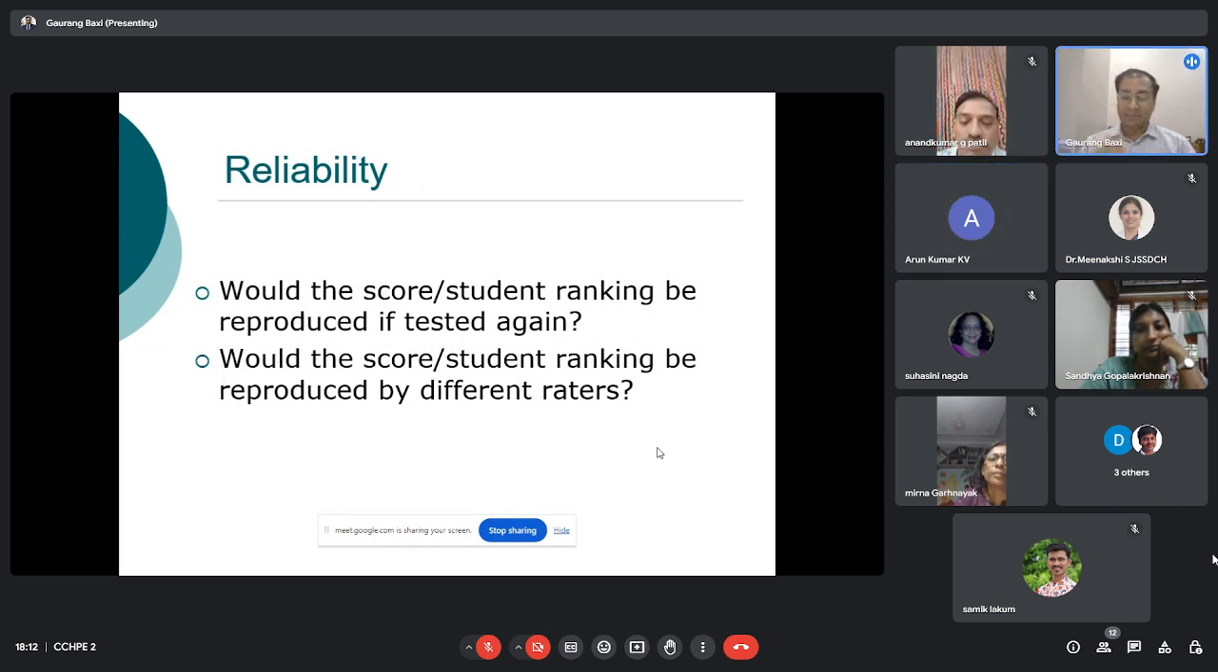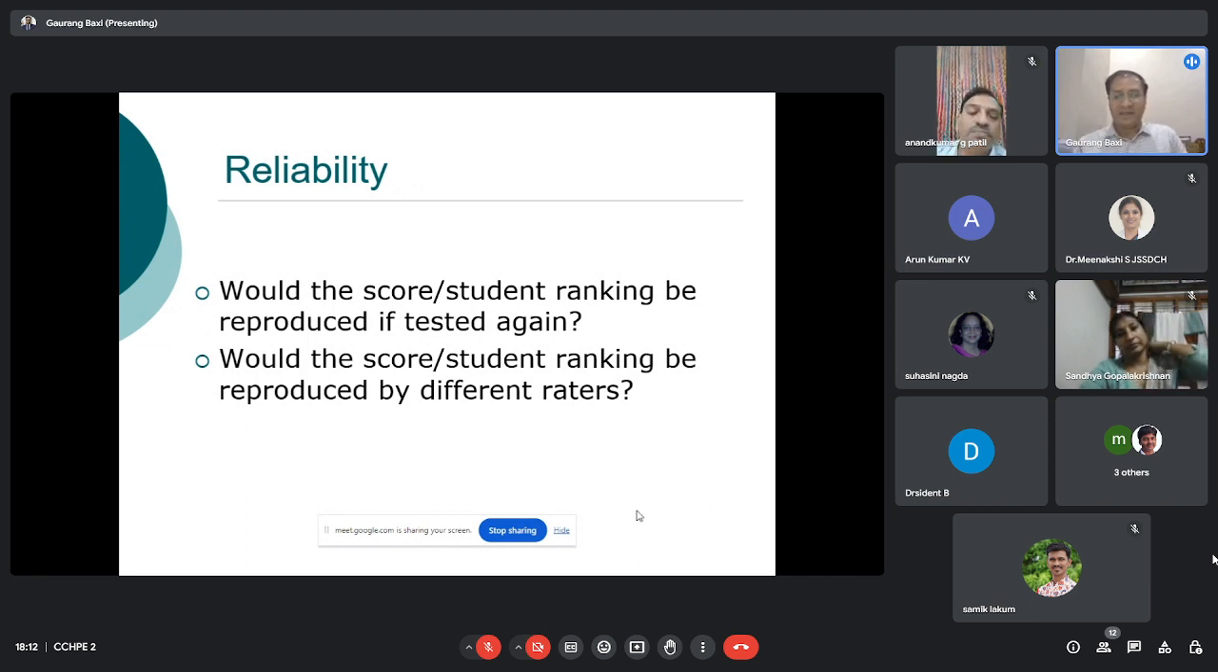Yes, but suppose in the case of a Viva, one examiner is giving 10 out of 20 and the second examiner is giving 18 out of 20. Now, can we say that the scores are similar or comparable? No, sir, because the difference in the scores is too high. So that is what is meant by inter-rater reliability.